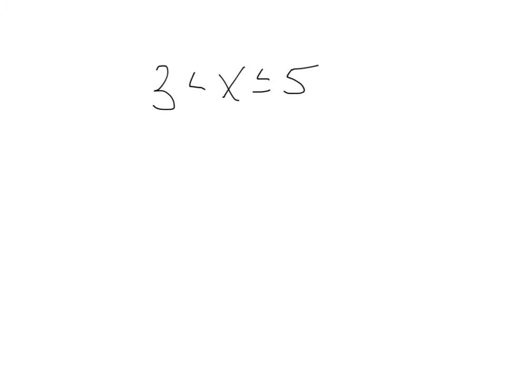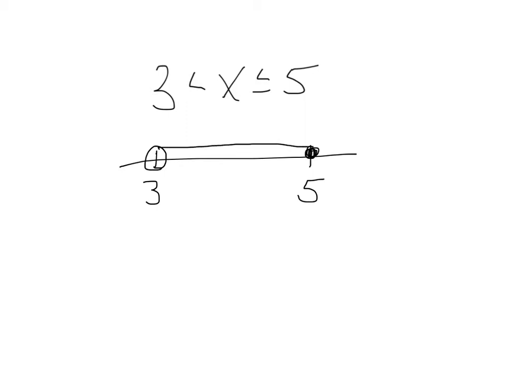Now, when you want to graph something like this, what we want to do is mark the numbers that we have involved. And since this can be less than or equal to 5, we put a solid dot there. And since x is greater than 3, it's just an open circle. And since x is between these two numbers, we draw a line segment connecting those. So that would be the final answer to that problem.